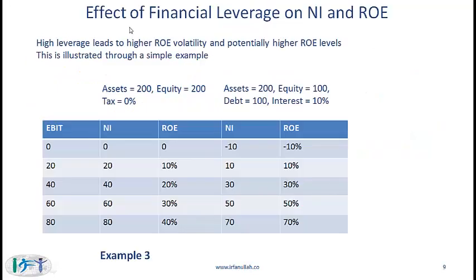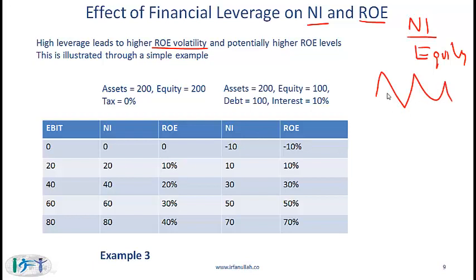Now we will consider the effect of financial leverage on net income and return on equity. Remember, return on equity is equal to net income divided by equity. High leverage leads to higher ROE volatility. Volatility refers to the changes in ROE. And high leverage also potentially leads to higher ROE levels. And we'll understand why we use the term potentially. Let us consider an example.